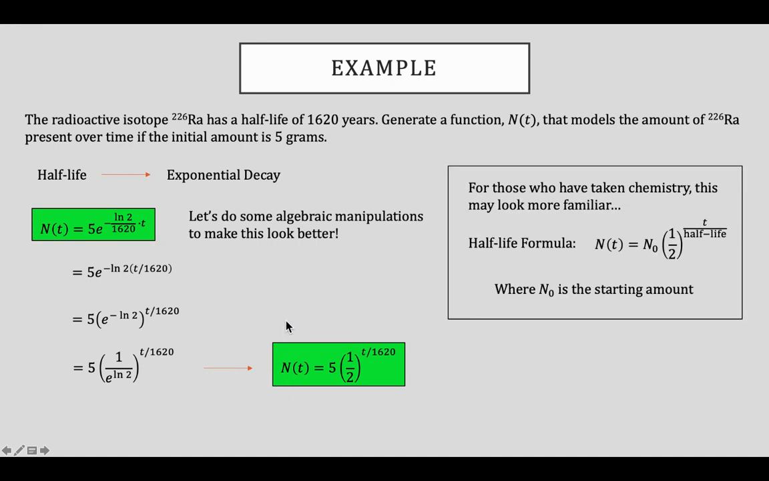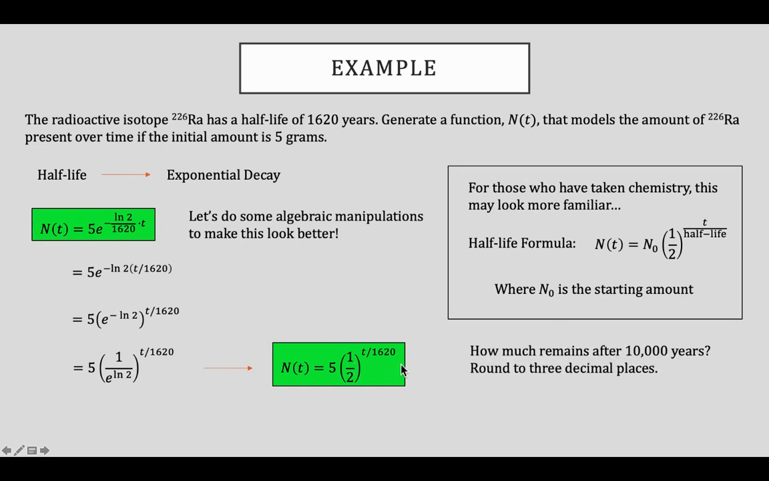And for those who have taken chemistry, this may look familiar. This is our half-life formula. All right, this is a formula that you might want to write down and put into your notes. It will make any half-life problems much, much easier. Instead of going through this whole process of generating the formula, we can just start off with this format here and plug and chug. All right, so half-life: n of t is equal to n naught, n subscript 0, that's the starting amount, the initial amount, times 1/2 raised to the t divided by the half-life.